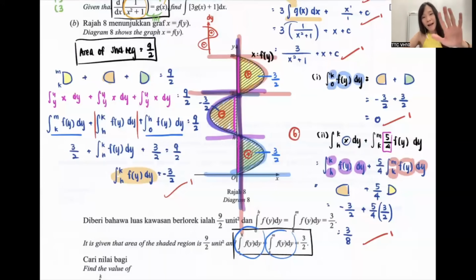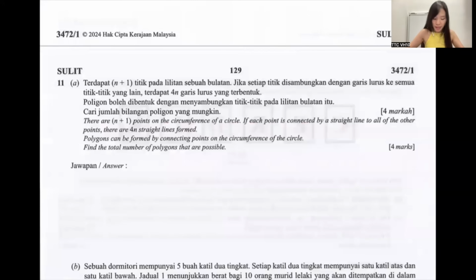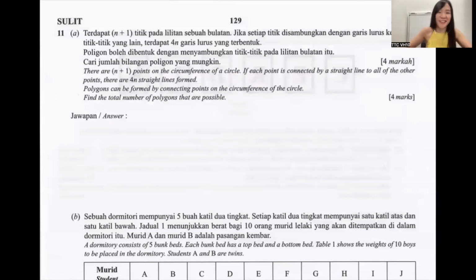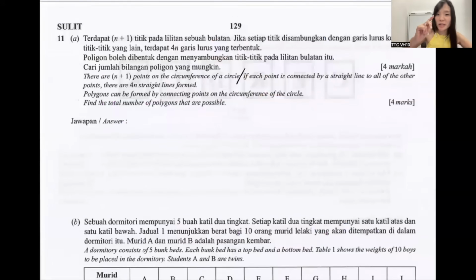I move on. 5, 4, 3, 2, 1. Done. Next one, question 11. This one, guys, what do they say? There are n plus 1 points on the circumference of a circle. I read every word first, and digest it sentence by sentence. There are n plus 1 points on the circumference of a circle.